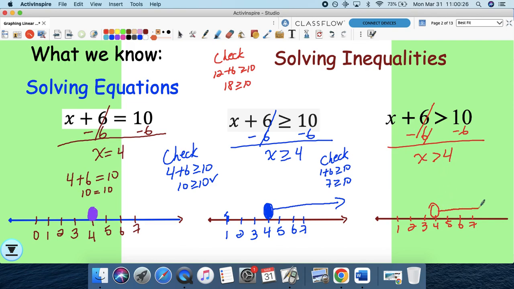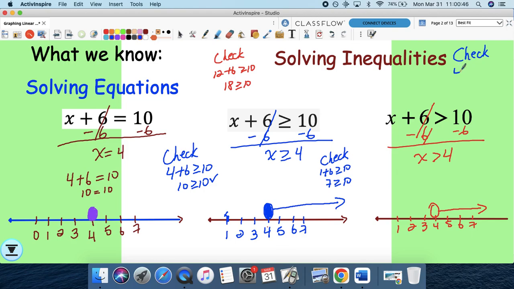So look at the difference. Very small difference. Here it says that 4 is part of the solution. Therefore, I shade that circle, right, to show that 4 is part of the solution. And here, 4 is not part of the solution. Therefore, I leave it open. So I'll do a couple of checks. And let's start with 4.